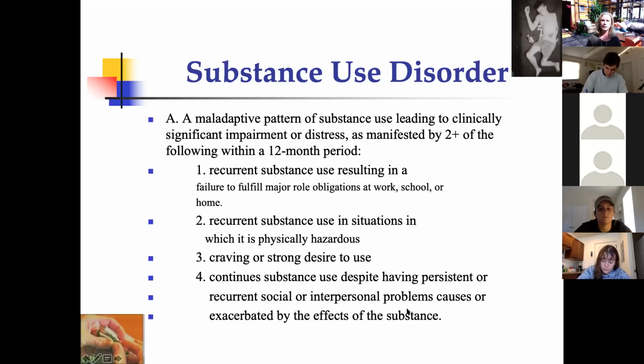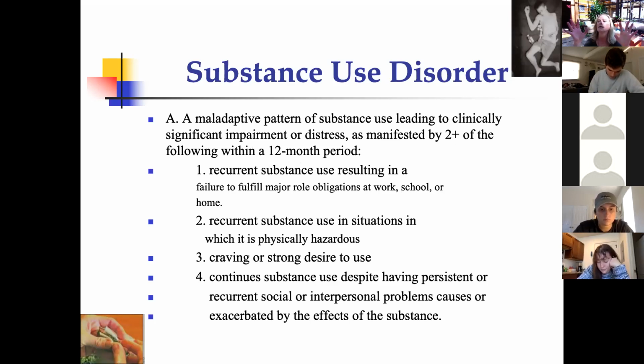Okay, so now we're getting more into the nitty gritty here. So substance use disorder. And there's a lot we're going to break down here. This is when you get this whole maladaptive pattern of substance use that's going to lead to a clinically significant impairment or distress. So the person can be upset about it, or the person can simply be impaired, which might be upsetting other people. And then they've got to have 2 or more of these symptoms within a 12-month period.